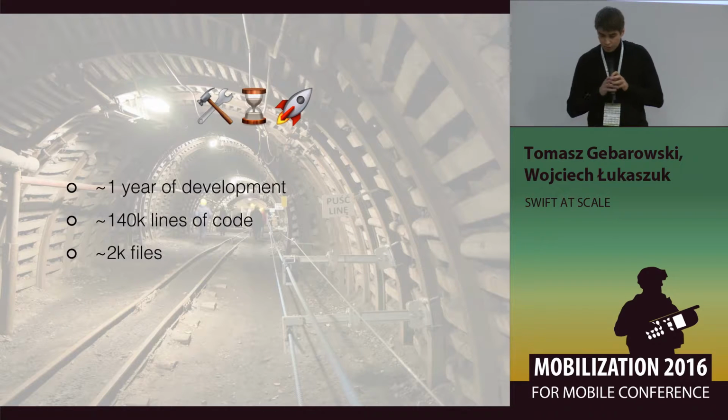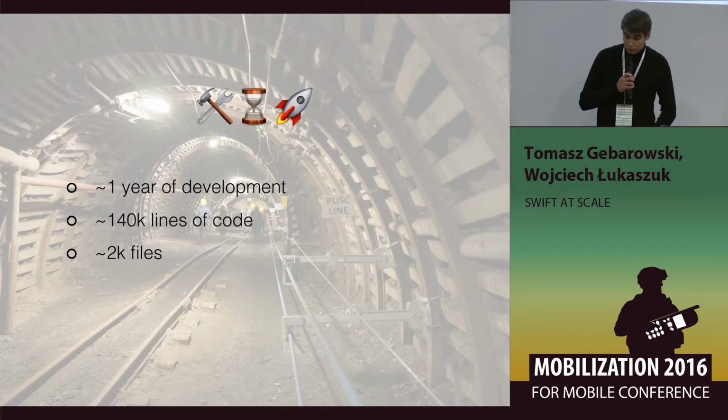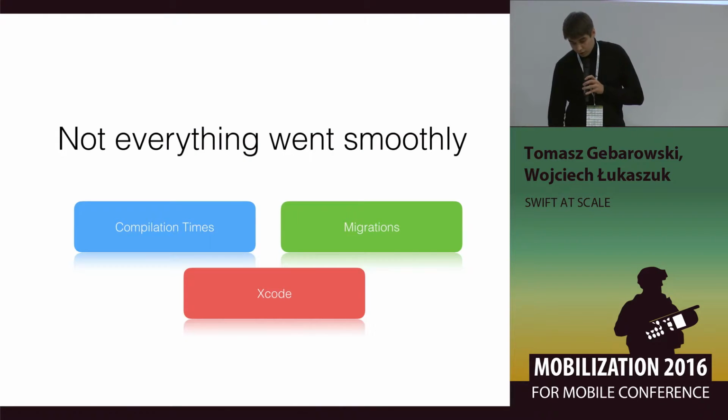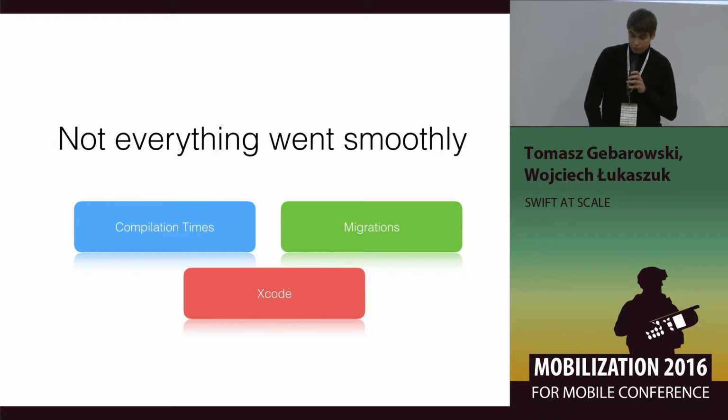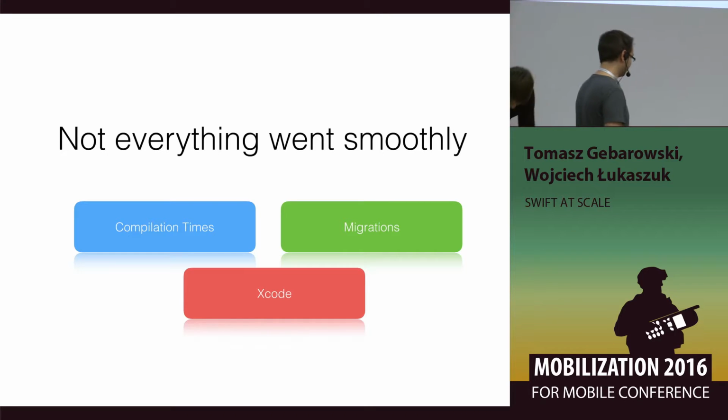So in summary, it took us 1 year of development. We have 140,000 lines of code in 2,000 files, but not everything went smoothly. We have problems with compilation times, with migration, and with Xcode. And how we handled these problems, Tomek will describe. Thanks, Wojtek.